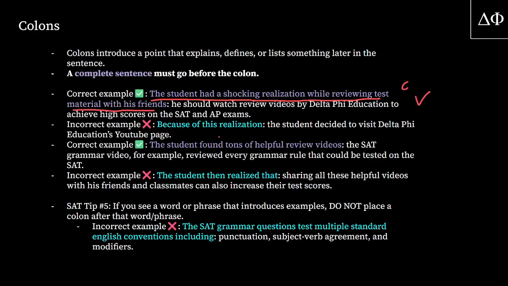Now let's look at an incorrect example. Because of this realization: the student decided to visit Delta Phi Education's YouTube page. Now, there's a dependent clause that goes before the colon, so this is incorrect. There's a common SAT trap as well. If you see a word or phrase that introduces examples, do not place a colon after that word or phrase. So let's look at this incorrect example. The SAT grammar question tests multiple standard English conventions, including: colon, punctuation, subject-verb agreement, and modifiers. This is a word that introduces the list. So let's not use a colon after that word.